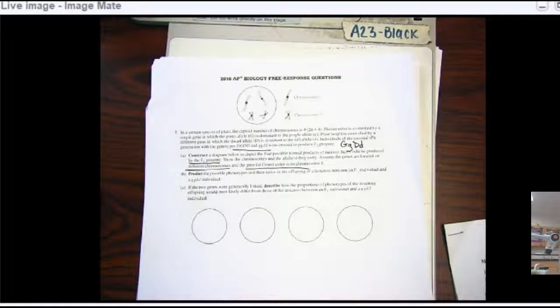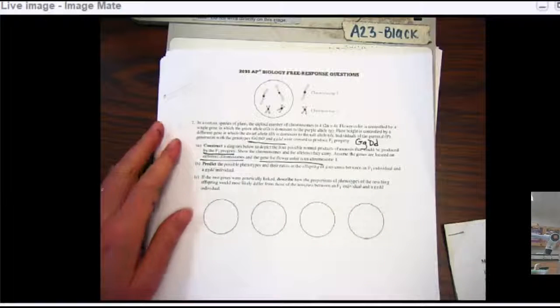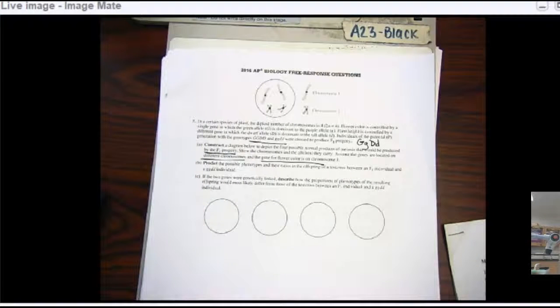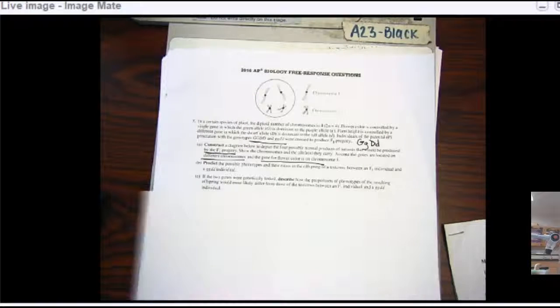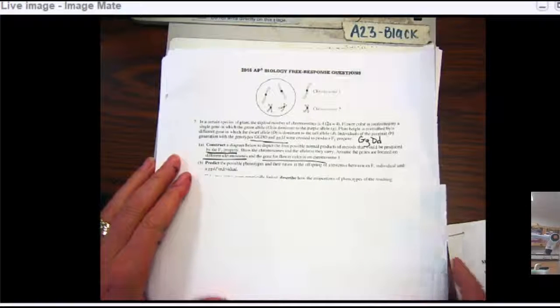The rest of the FRQ. Predict the possible phenotypes and their ratios in the offspring of a test cross between an F1 individual and a homozygous recessive individual. It's a test cross, so we know it's homozygous recessive.